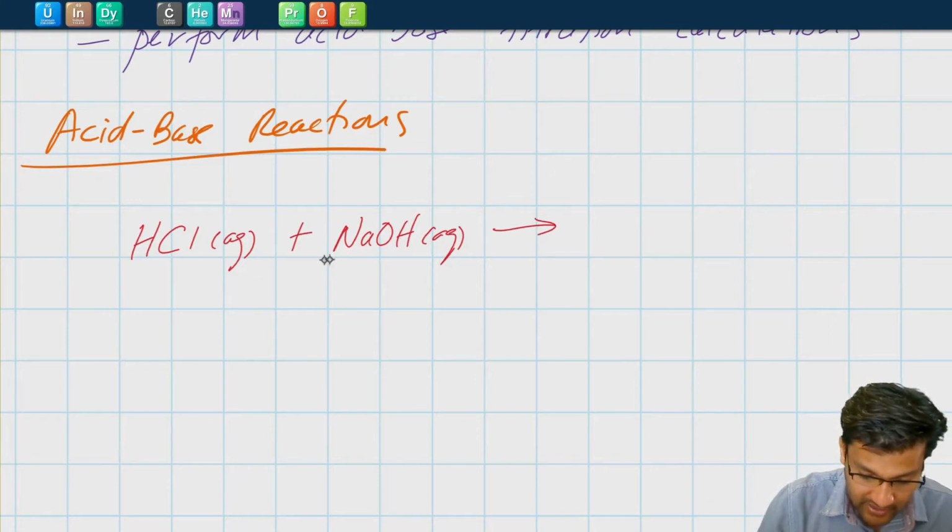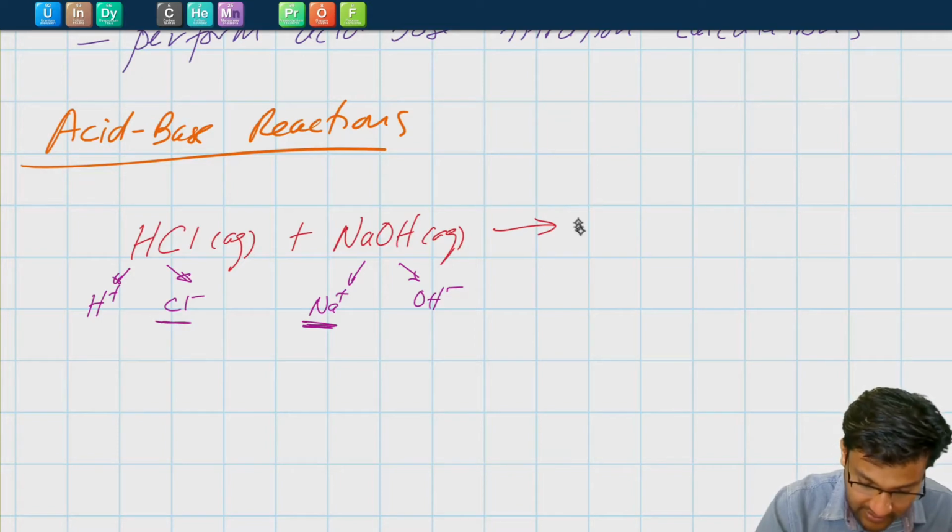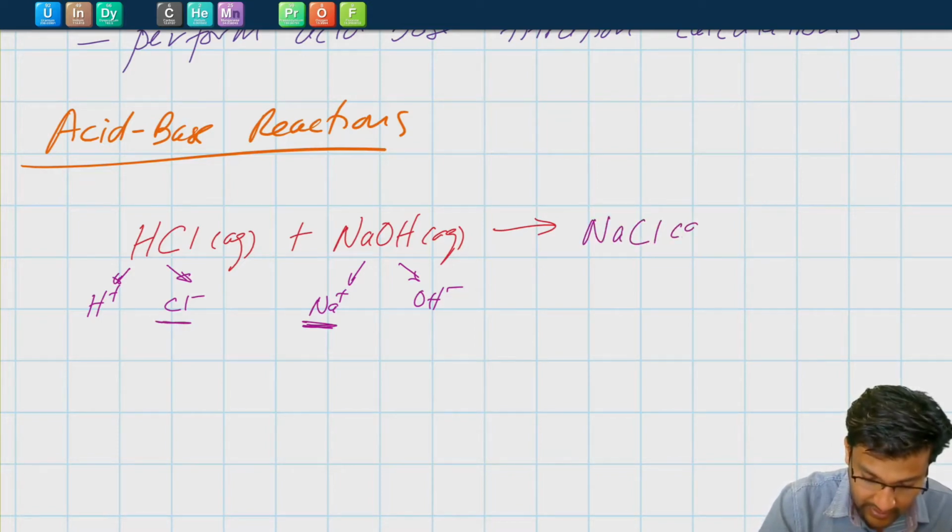In an acid-base reaction, we're switching around the cations and the anions. So in HCl, we have H+ cations and Cl- anions. And in NaOH, we have Na+ cations and OH- anions. So we're performing a double displacement reaction where we use the cation from NaOH, let's say, and the anion from HCl, so that'll give us NaCl aqueous.